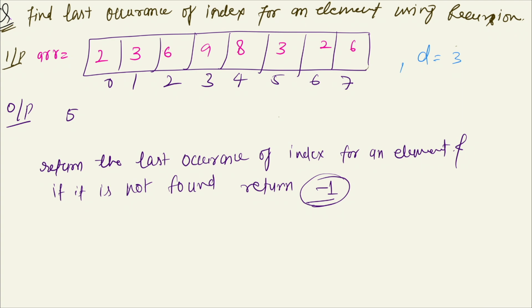So today we are going to see the new problem statement, that is, find the last occurrence of index for an element using recursion. In our previous video we found the first occurrence of index.